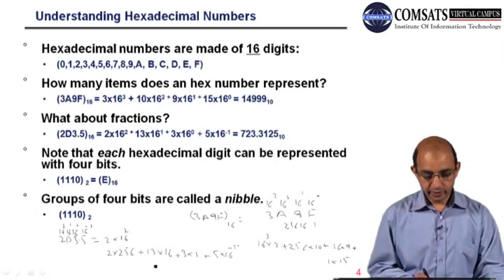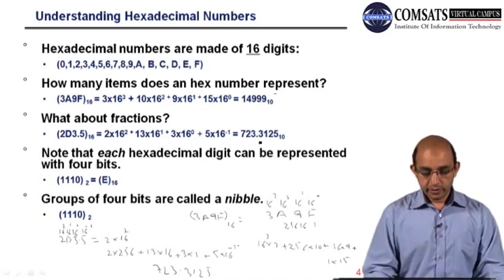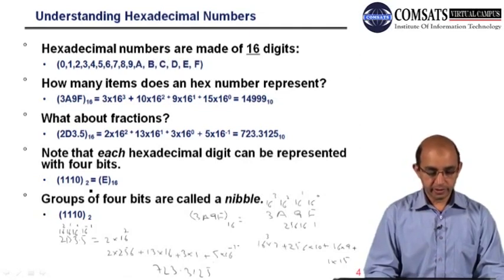So I will be having 723.3125. After that I have to place the decimal point, or fractional point, after this. So here is the equivalent binary representation.